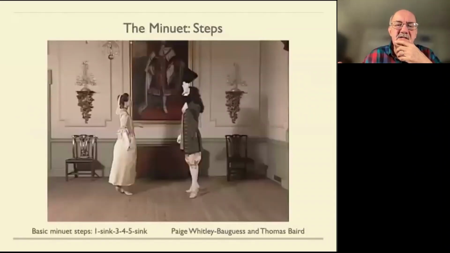So first of all, there's the steps. We're in waltz time, three-quarter time, but it's more helpful to think of a 6-count phrase, and there's this sinking movement that I've shown here. So this little clip shows just the basics of the steps.